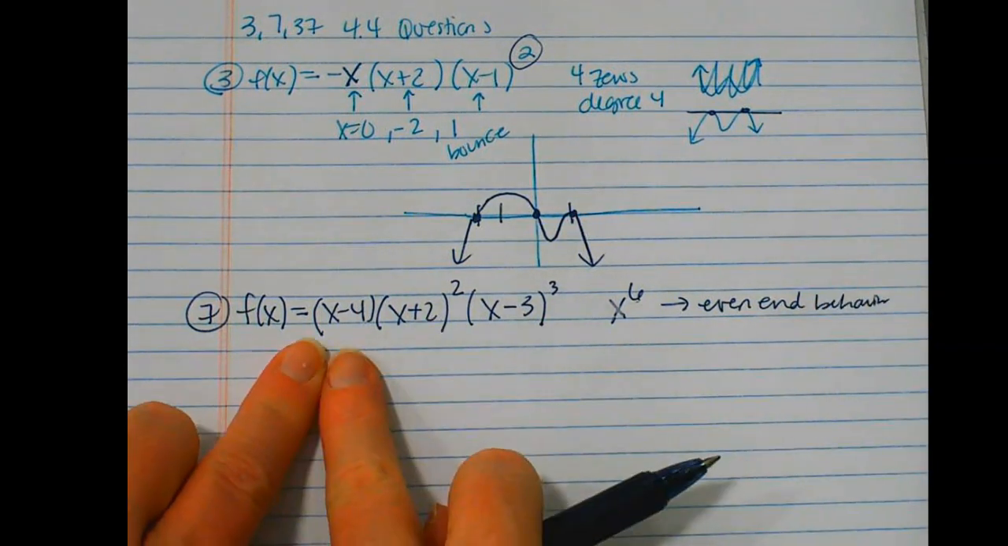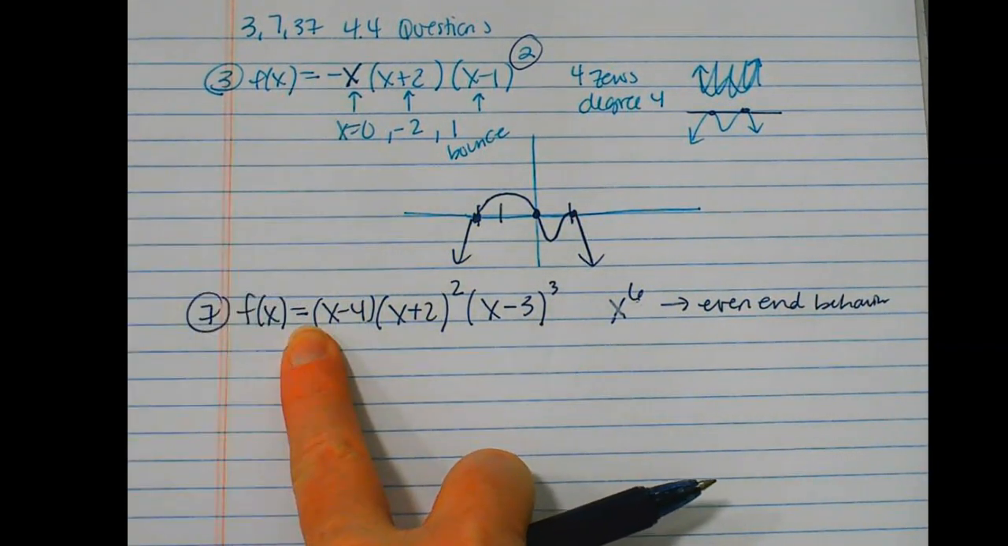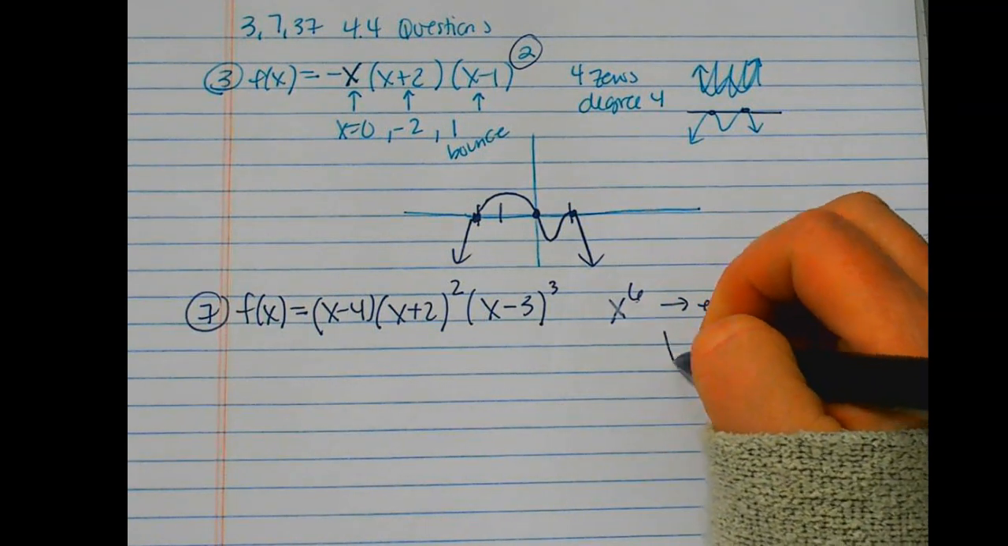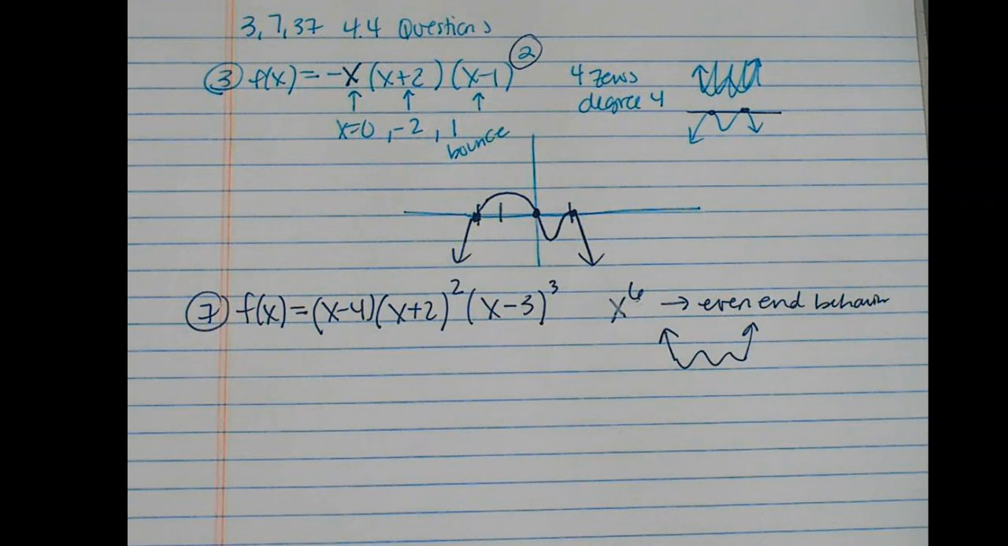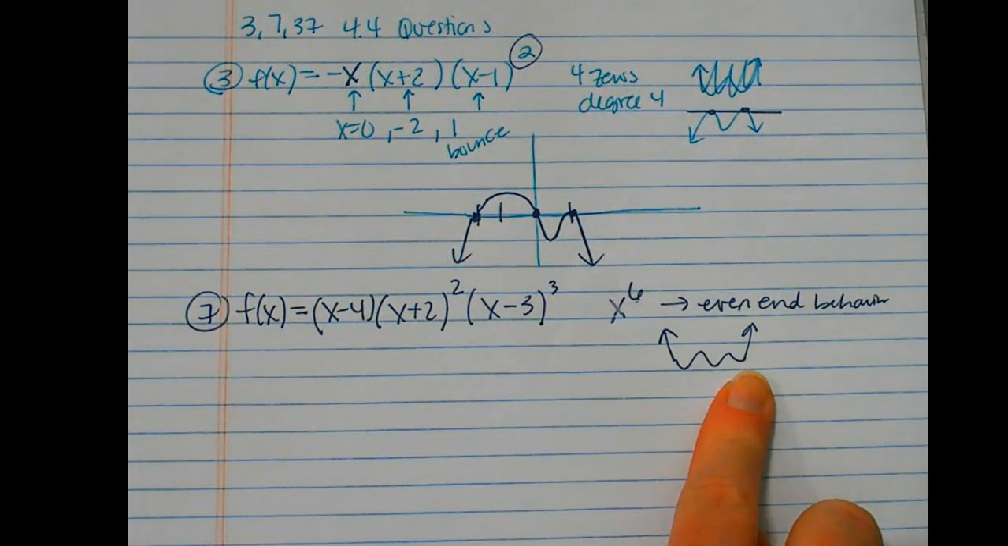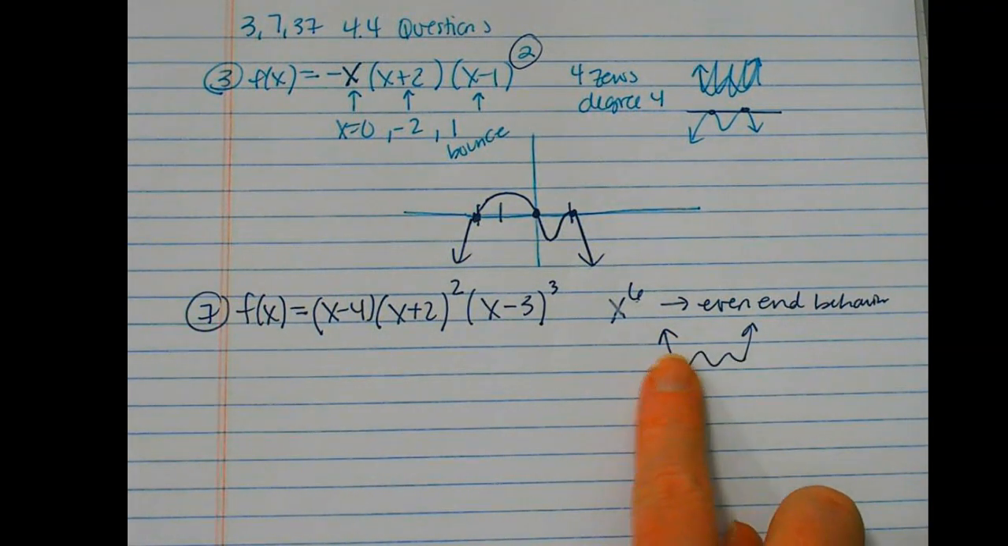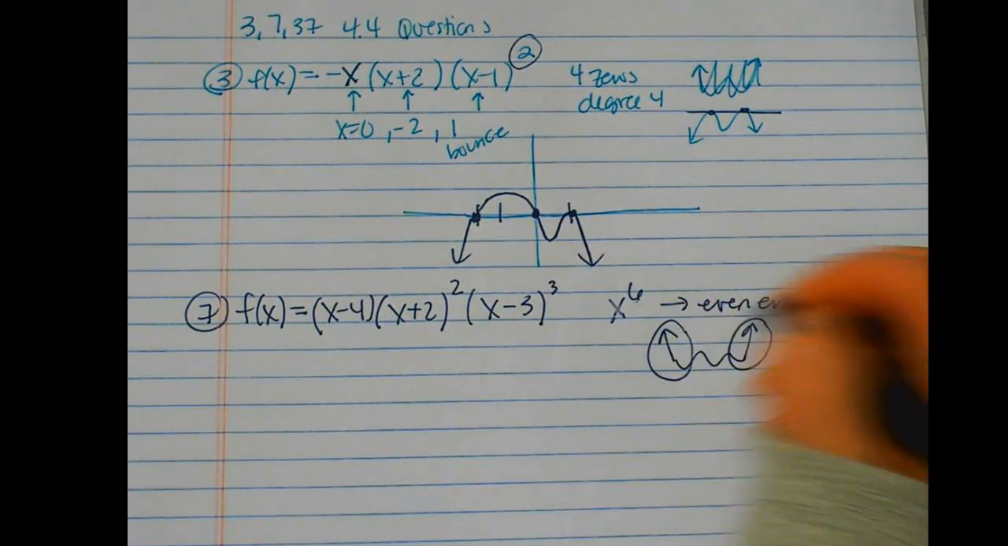But this one's going to go up because this one had a minus and this one does not. So this is going to go up on the ends and have some wiggles in the middle and then go up. And I could have this many wiggles or I could have less. But I just know that the end behavior is like this.